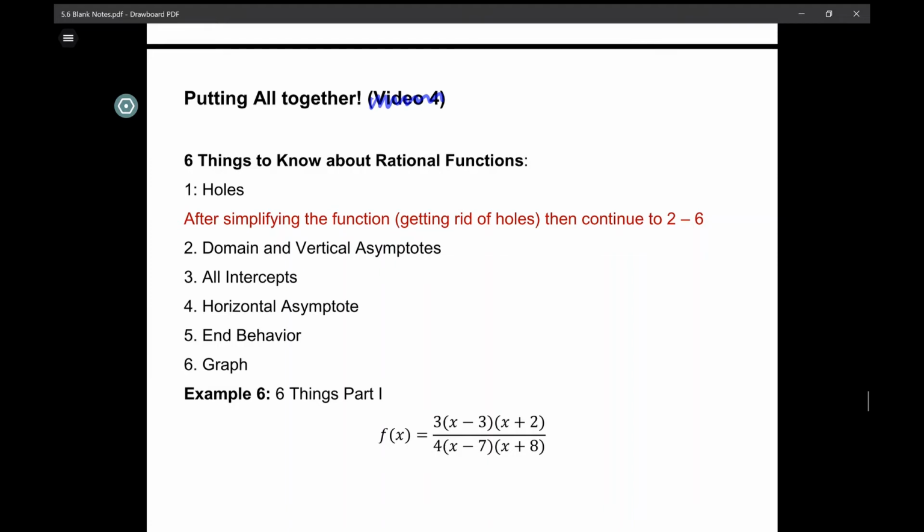This is video number 3. I said video number 4, but it really is video number 3. I adjusted things. Video number 3 for section 5.6. We're going to put it all together for rational functions.